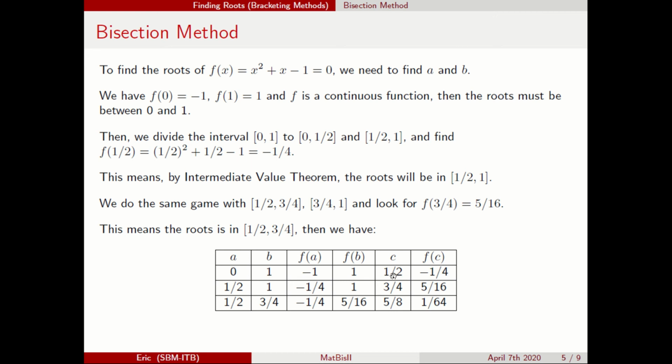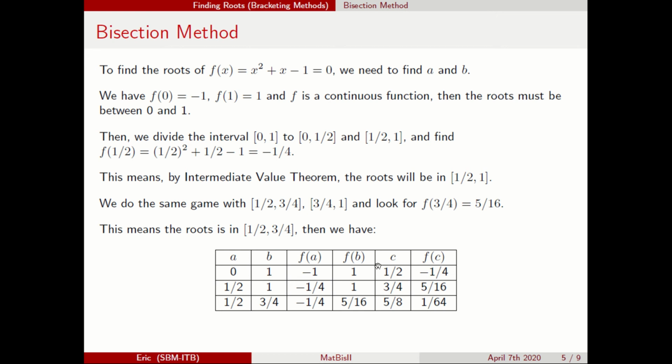So now, by the intermediate value theorem, the root will be between a half and 1. Why? Because we have a negative and a positive. It should be between the negative and positive, because 0 is between negative and positive. So we want to find x such that f(x) is 0.